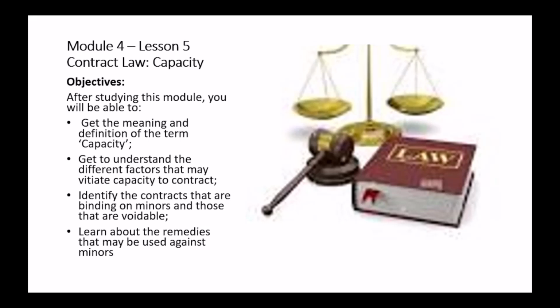After studying this module, we will be able to get the meaning and definition of the term capacity. We shall also be able to understand the different factors that may vitiate capacity to contract. And we shall also be able to identify the contracts that are binding on minors and those that are voidable. And finally, we are going to learn about the remedies that may be used against minors.